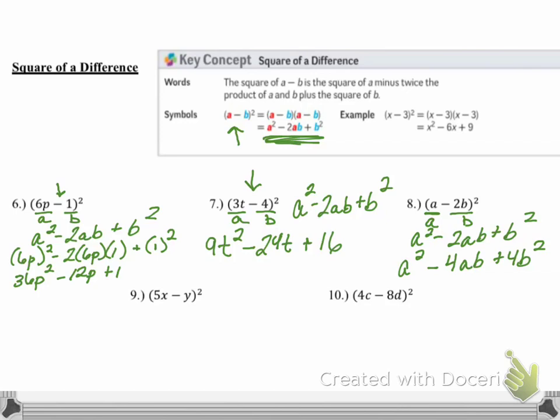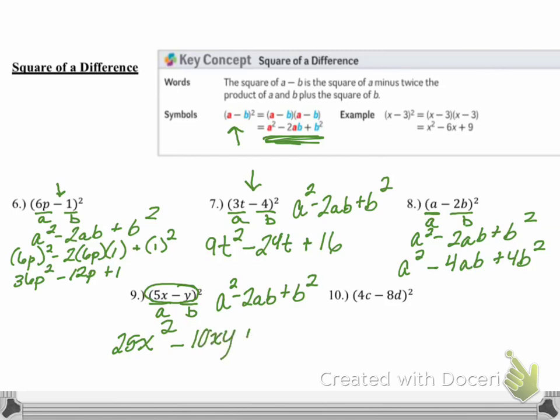So for number 9, 5x is my a and y is my b. Again, my formula is off to the side just as reference. My a value is 5x, and when I square that, I get 25x squared minus, then I'm going to multiply those together, which would just be 5xy. Then I double it, and that's 10xy. And then I square the y, giving me positive y squared.